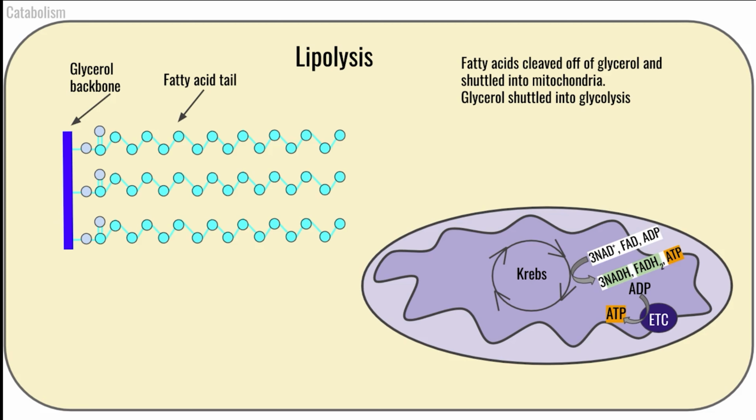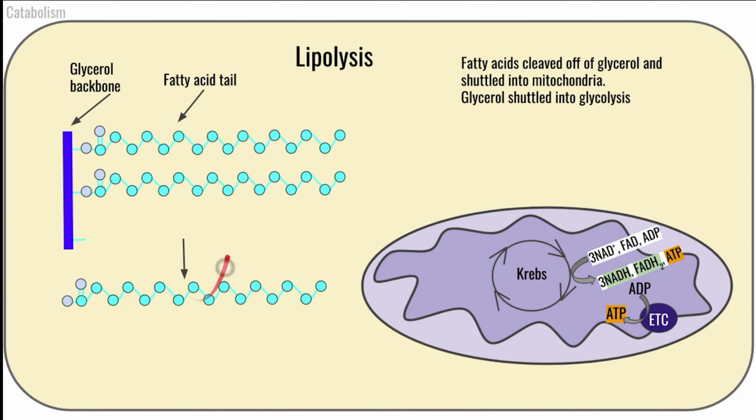In the process of lipolysis, we are going to start with our triglyceride. So remember, our triglyceride has this glycerol backbone and 3 fatty acid tails. In the process of lipolysis, we are going to cleave fatty acids off of this glycerol backbone. And so that is what we see here. We have cleaved off fatty acids from the glycerol backbone.